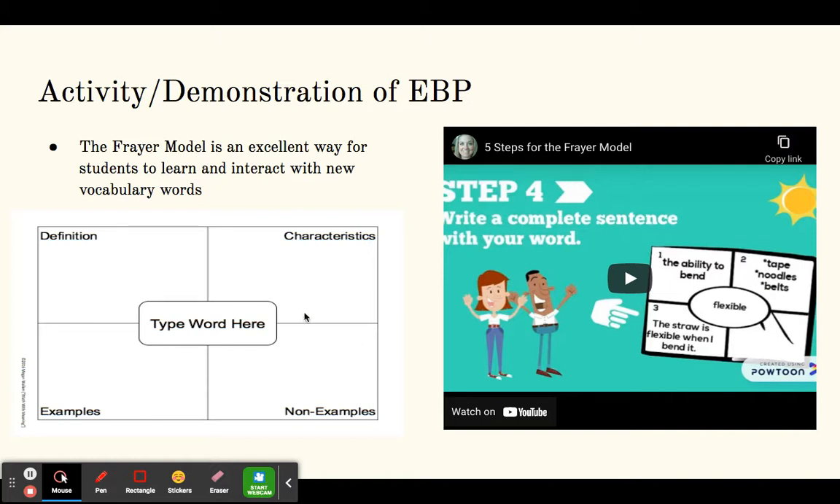So that is an excellent thing that you can use in your classroom, and I will link that in the discussion, and you can try it out, and you can find a word that you don't know, and you can fill it out yourself. And then here I have a video. So 5 steps for the Frayer model. I found this excellent video, and it talks about how you fill this chart out. It's a little bit different than the example that I have, but it's the same concept.